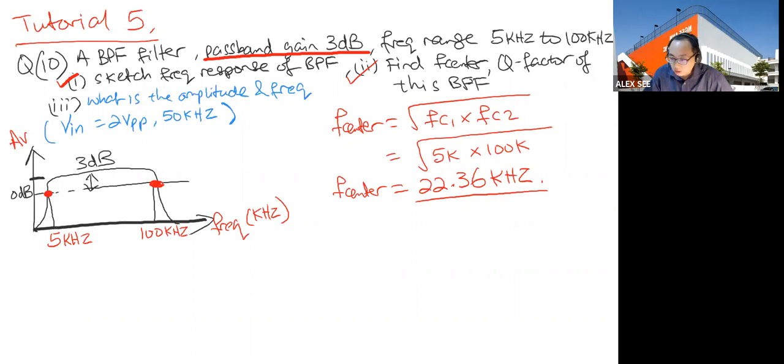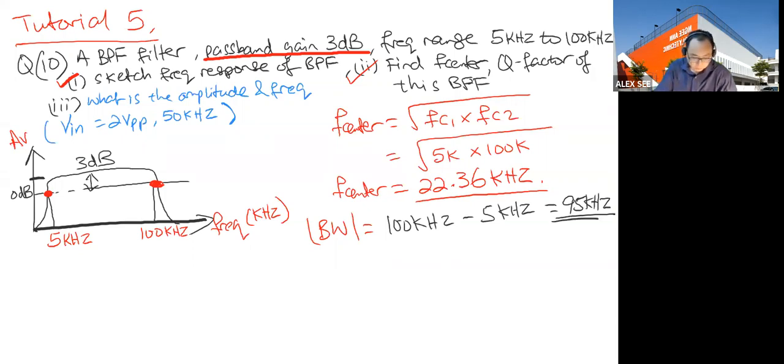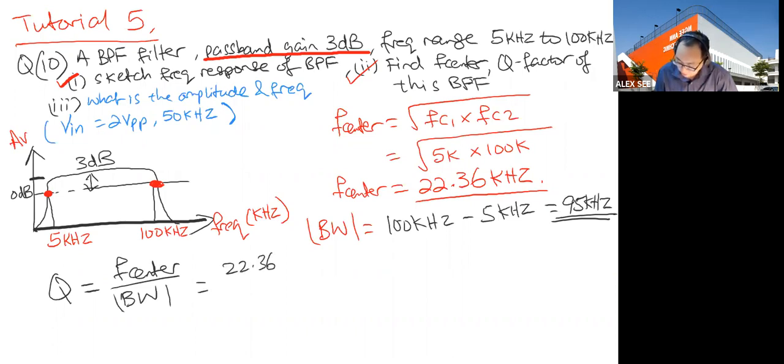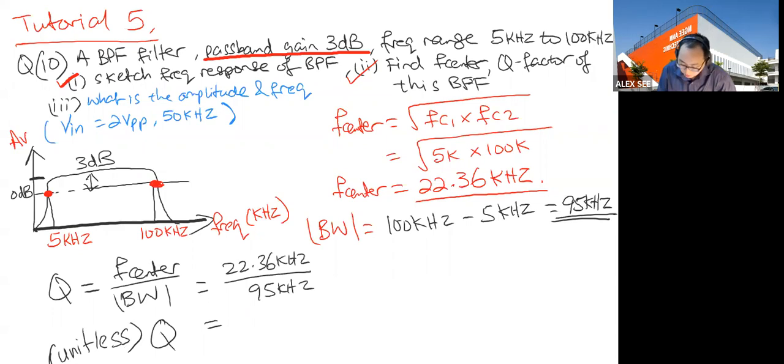Calculate the Q. So bandwidth first. Bandwidth is 100K minus 5K, so it's 95 kilohertz, right? Then you find the Q, which you take F center divided by the bandwidth. So 22.36 kilohertz divided by 95. Remember your Q factor is unitless.